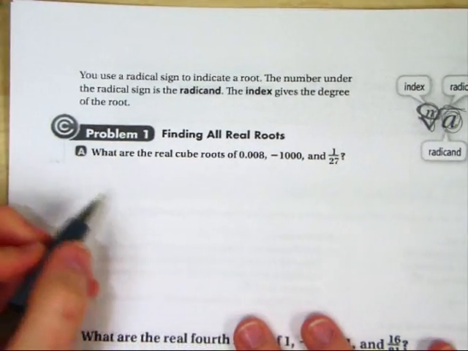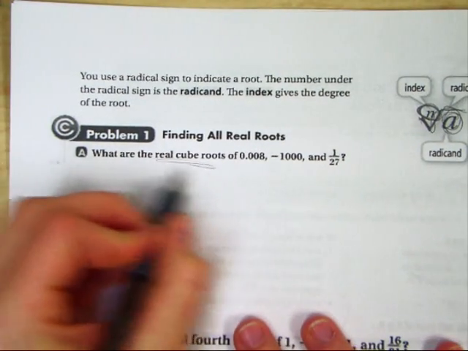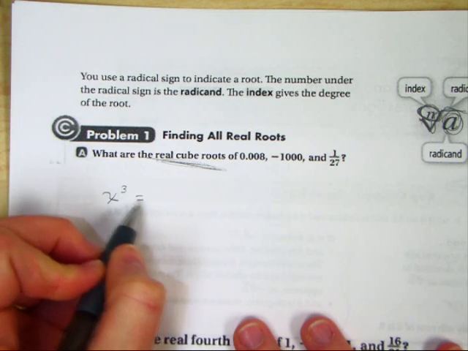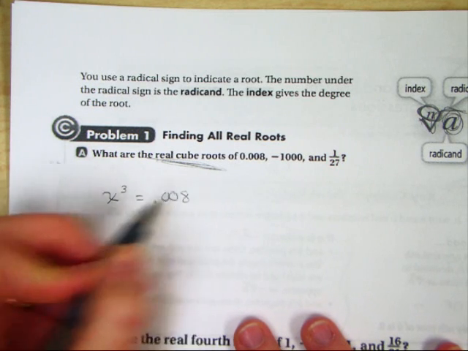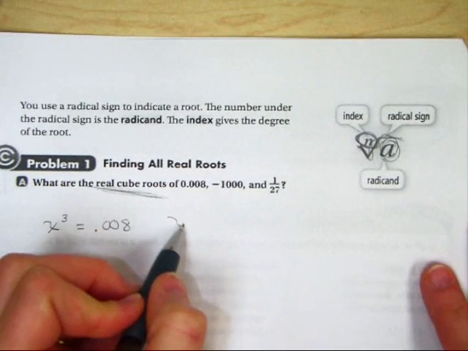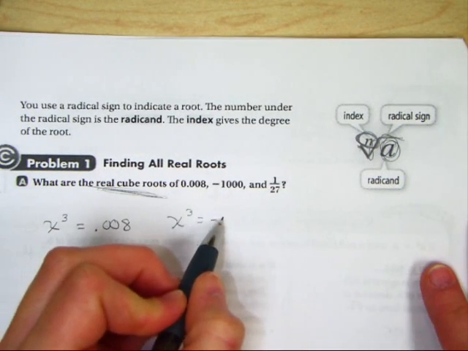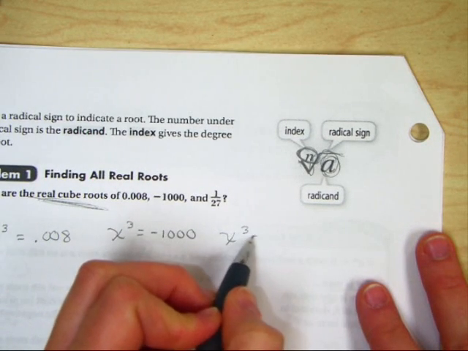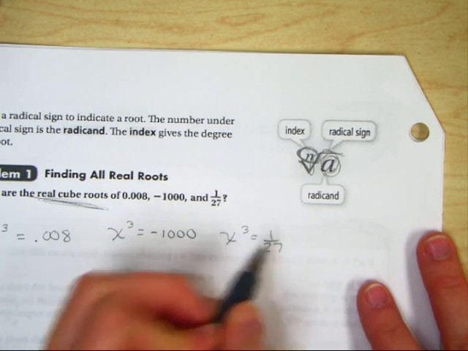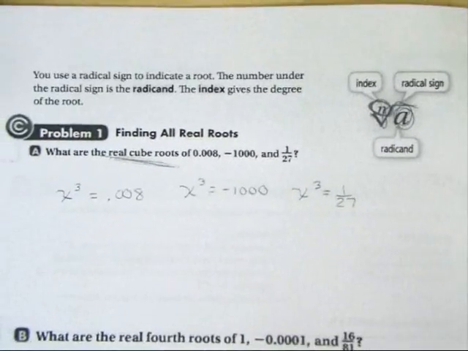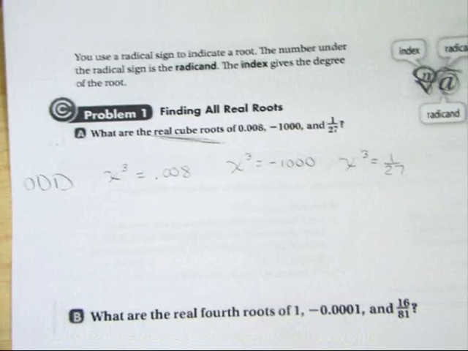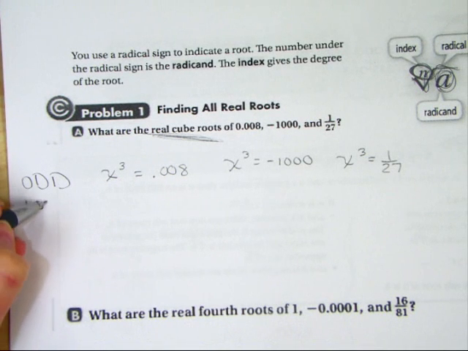So here's what I like to do. I like to say, well, they're asking for the cube roots, so I would do this. I'm going to say x cubed equals 0.008. Okay, that's one problem. x cubed equals negative 1,000, and x cubed equals 1 over 27. Because these are all odd, they're going to have one answer.